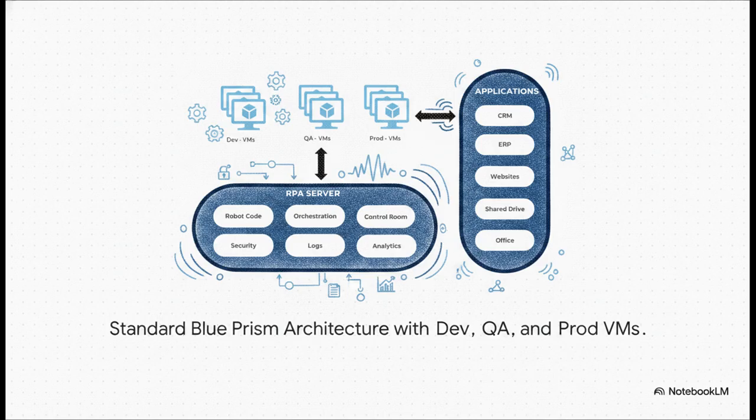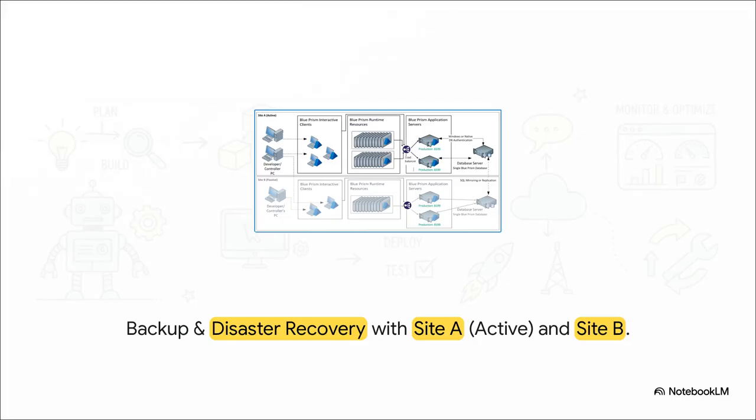That server is absolutely the brain of the whole operation. It houses the robot code, it handles the orchestration, keeps all the logs, and enforces security. The VMs are effectively the limbs actually doing the work, but they all report back to the central nervous system, which then reaches out to your target applications like your CRMs or ERPs. But what happens if that central hub encounters a major issue?